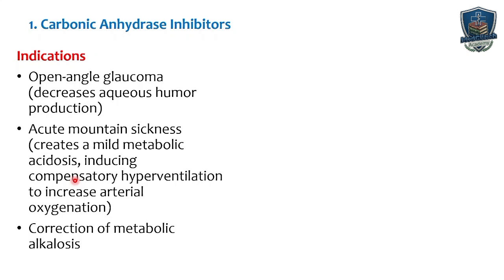It can also be used in correction of metabolic alkalosis. In metabolic alkalosis, we have an elevation of bicarb ions, and we want to remove bicarb ions. The best way to remove bicarb ions is through urine, and that can be done by administering a carbonic anhydrase inhibitor. It will promote bicarb excretion, and that will correct the metabolic alkalosis.